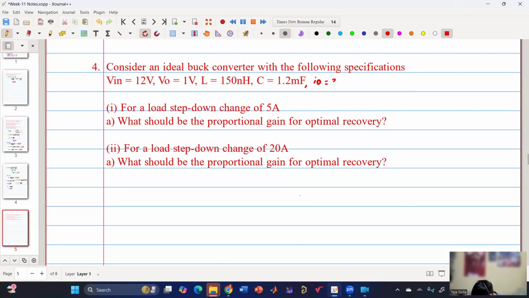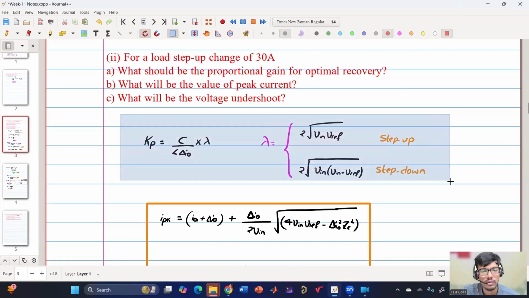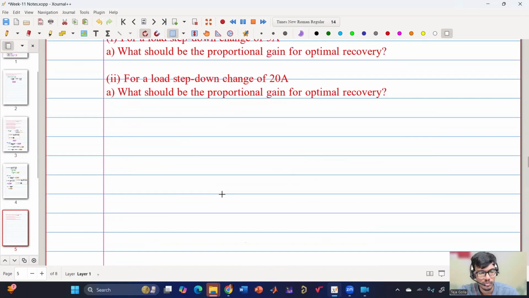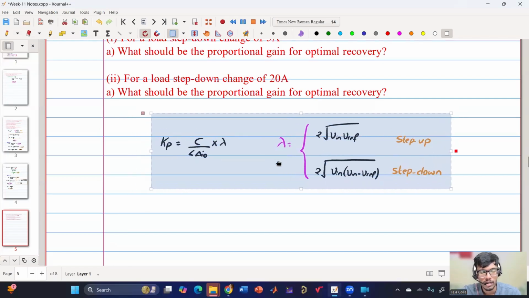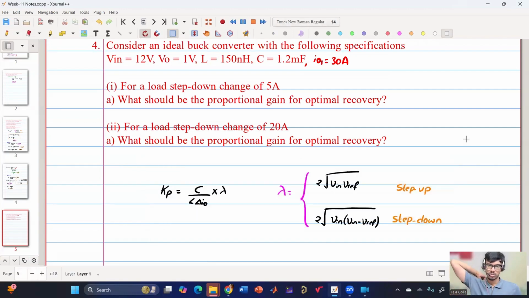So I will give you initial I naught, say 30 amperes, whether it may or may not be needed, I naught one in the calculation. Say it is initially at 30 amperes. Now there has been a load step down of 5 amperes, and then final current is 25 amperes. And in part 2, we have load step down of 20 amperes, which means it has stepped down to 10 amperes. So what are the values of Kp? Yeah, so for part 1, 5 amperes, and part B, 20 amperes. So please calculate. Once you calculate, I will also cross-check.